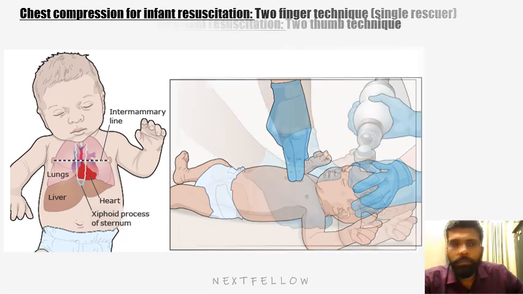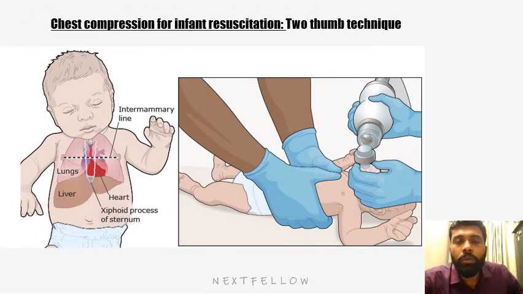And now this is the two-thumb technique when there are multiple rescuers available. There also the nipple line is the same. The position where you have to give pressure via compression is also the same. The thorax is encircled with the hands, and cardiac compressions are performed by both the thumbs. The compression site is approximately 1 finger's breadth below the nipple line. The area of the xiphoid process should be avoided so as to not cause injury to the liver, spleen, or the stomach.